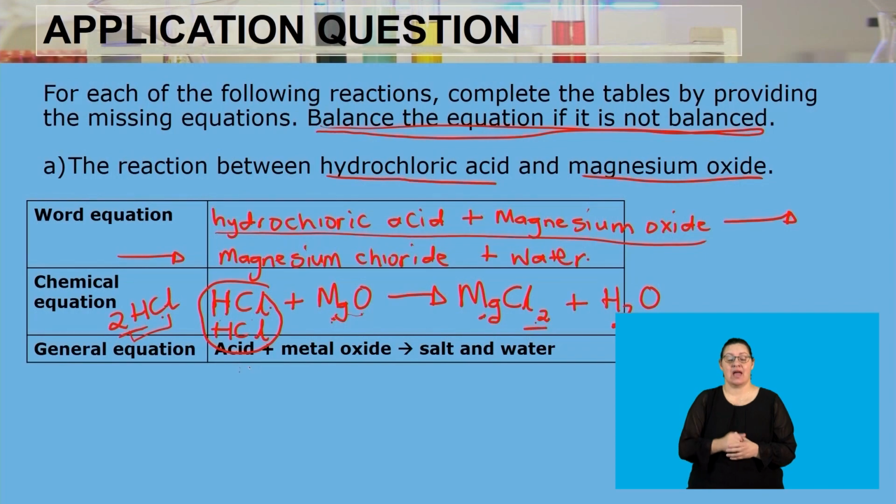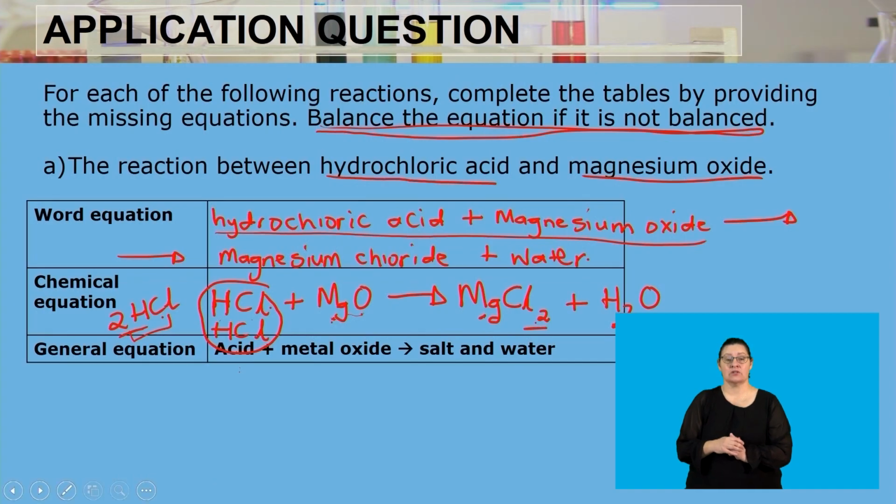So the general equation for this particular reaction is that I've added an acid with a metal oxide to form salt and water. So our metal oxide is MgO. Mg is our metal, oxygen is our oxide. Next question.